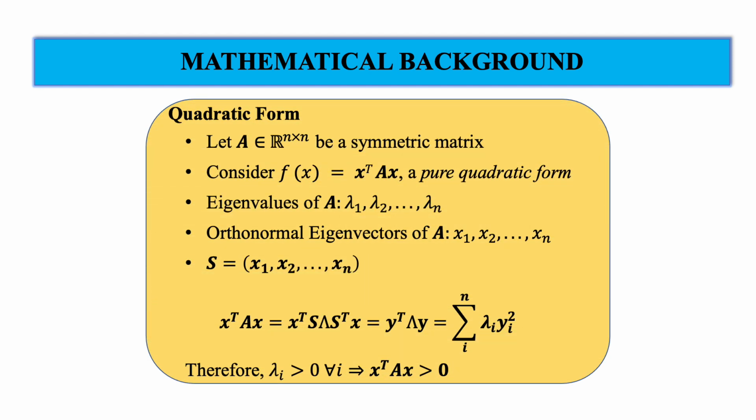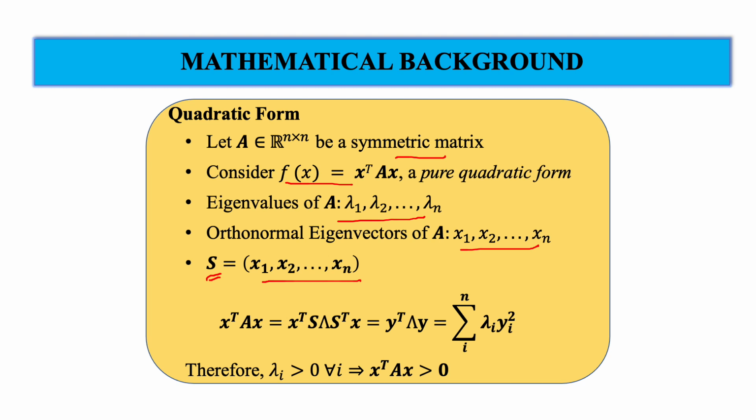So in pure quadratic form, F(x) is x transpose Ax. Let the eigenvalues of A be lambda 1 to lambda n and the corresponding orthonormal eigenvectors be x1 to xn. Since x1 to xn are eigenvectors, they are non-zero. Note that A is a symmetric matrix. Now if we arrange the eigenvectors in matrix S in the form of n columns, then S matrix would look like this, where the n eigenvectors of A are arranged.